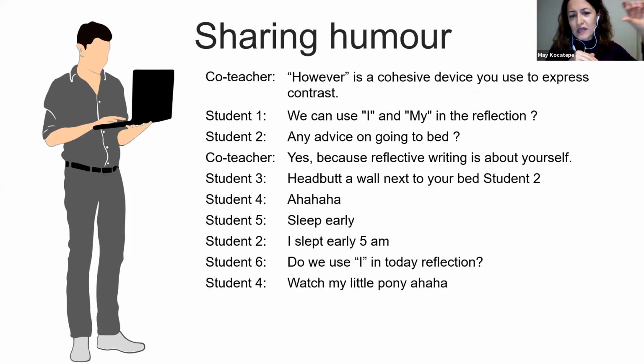Student 2, however, picks up the word advice and transfers that to a different context and is talking about going to bed. Student 3, 4, and 5 recognize the humor that student 2 is creating and follow with it. Now, what is interesting here is that for humor to function as humor, the parties involved need to have a shared set of understandings and meanings. Otherwise it doesn't work.